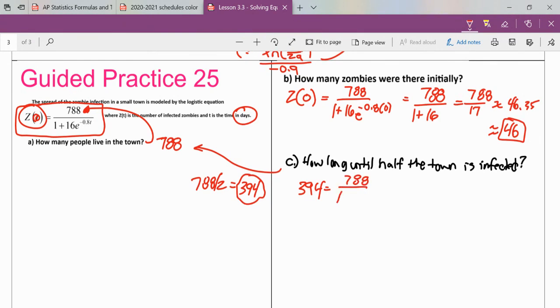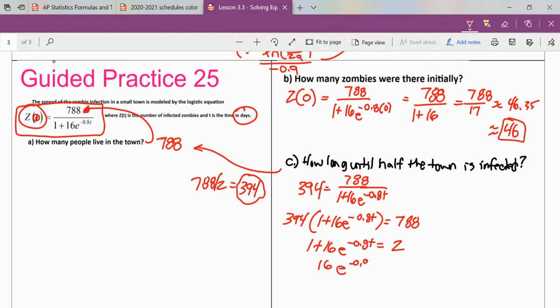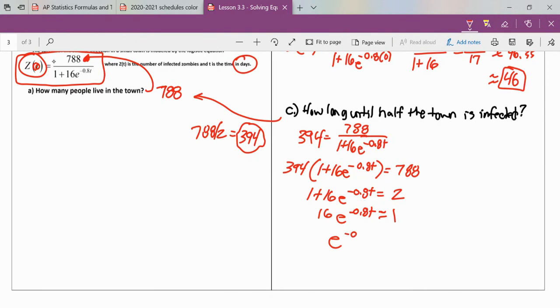So 394 equals 788 over 1 plus 16 e to the negative 0.8t. And we're going to solve for that t. So again, I don't like fractions, so let's multiply both sides by that to clear that out. So we'd have 394 times 1 plus 16 e to the negative 0.8t equals 788. Divide both sides by 394, so I'd have 1 plus 16 e to the negative 0.8t equals 2. Subtract 1, 16 e to the negative 0.8t equals 1. Divide by 16, so I'd have e to the negative 0.8t equals 1/16. So again, now I've got the term with the exponent isolated.